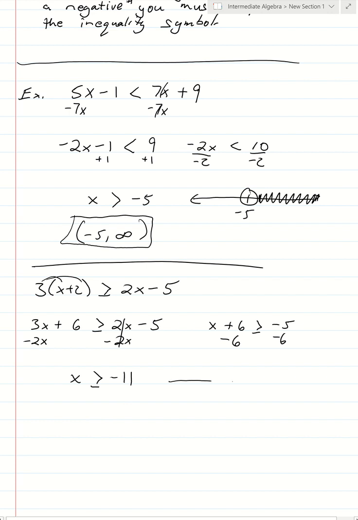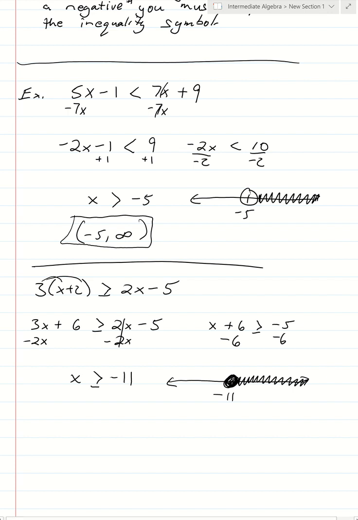Let's represent it using our number line. I'm going to put negative 11 on the number line. We would have to say it's greater than or equal to. So since it's or equal to, we would have to fill in the circle. Where are the numbers that are greater than the negative 11? Once again, they occur to the right. So there's our number line.